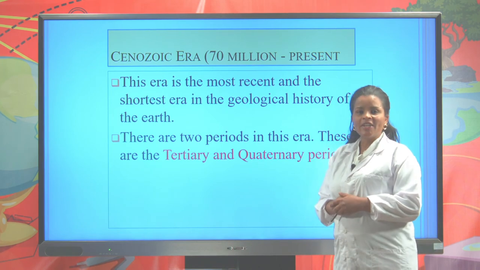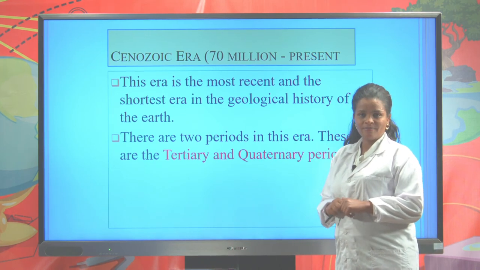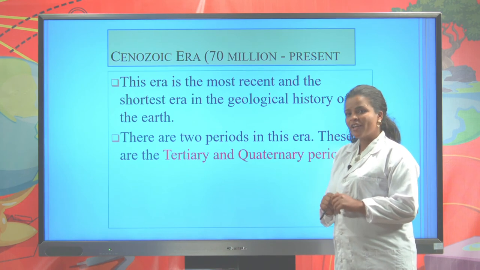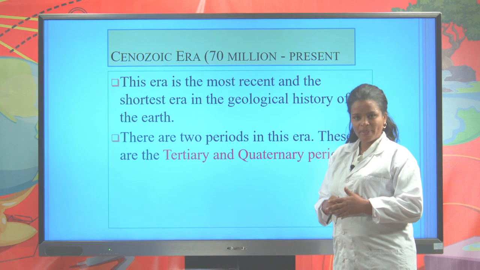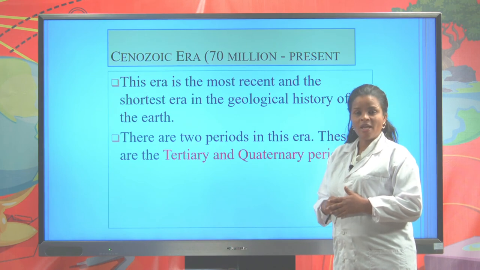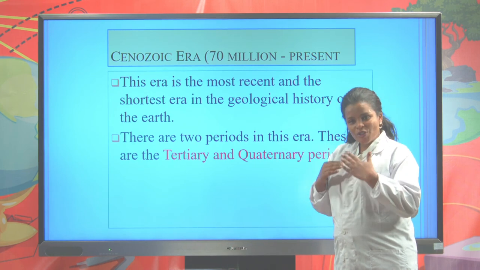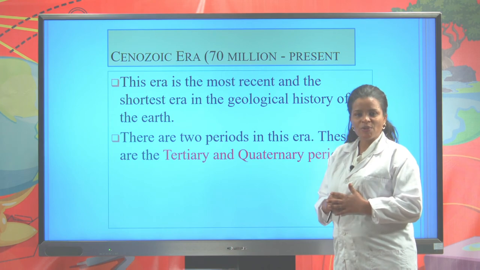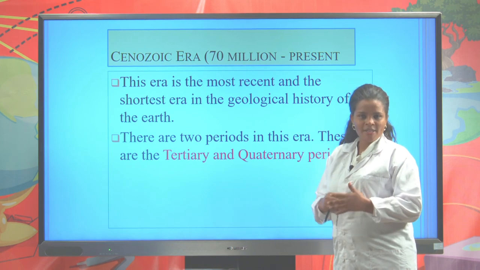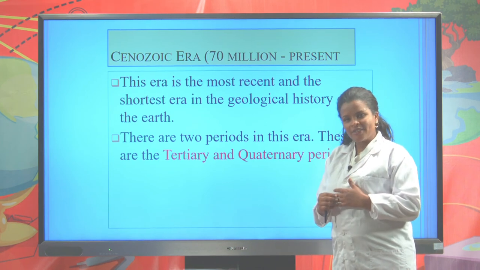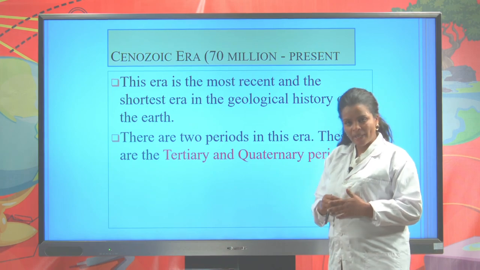The last era is Cenozoic era. The age of Cenozoic era is between 70 million years to the present. The present land feature is the result of Cenozoic era. So Cenozoic era is divided into two. These are the tertiary period and the quaternary period.